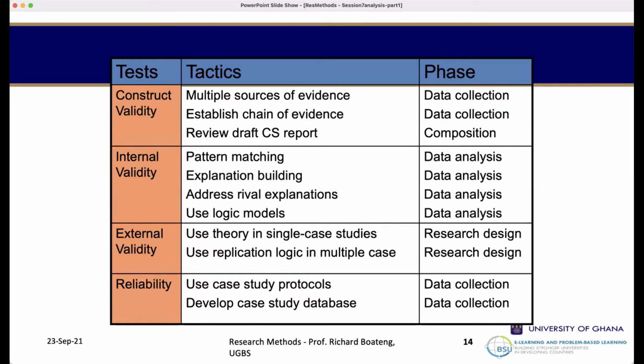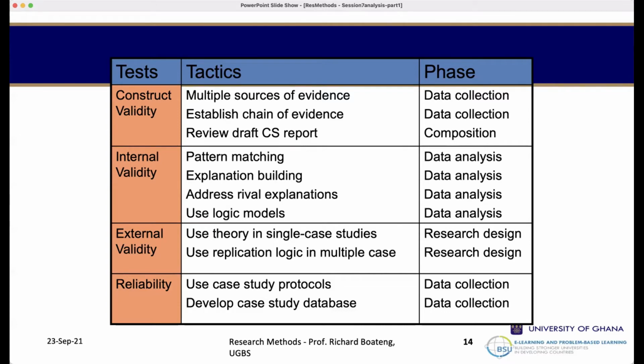Internal validity, because you want to show that something occurs before other things can occur, you need pattern matching to support that. Explanation building, to explore what rival explanations could exist, or why they are existing, and what could be the other alternatives. And then use logic models to be able to explain complex things or processes. Okay. Then you can also use it to explain steps. Okay. Steps in an issue, steps in an activity.